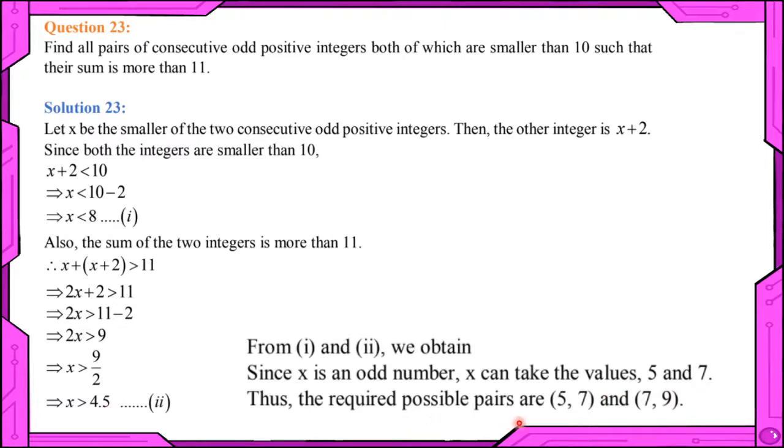Right? So the possible required pairs are 5 and 7, and 7 and 9, because the other number is x plus 2. If x is 5, the other number will be 5 plus 2, 7. If x is 7, the other number will be 7 plus 2, 9.